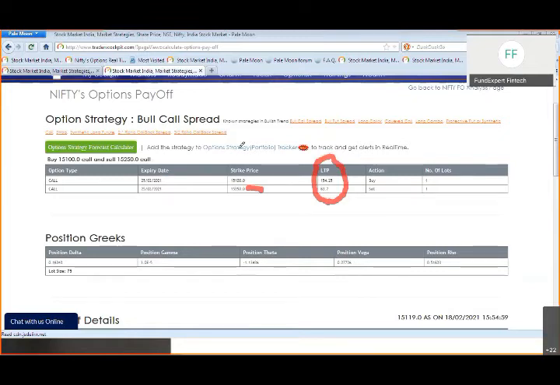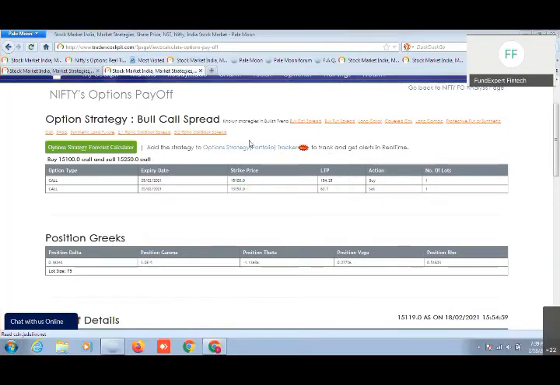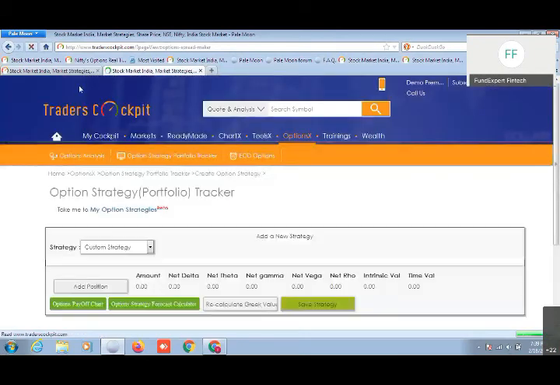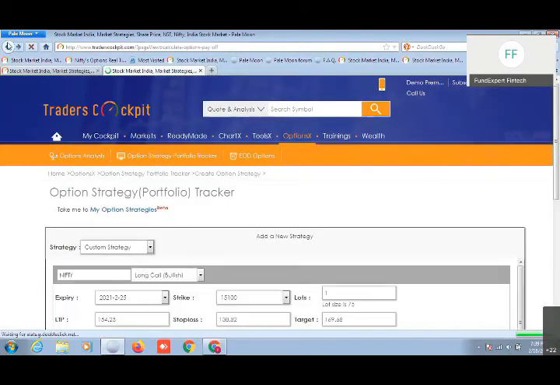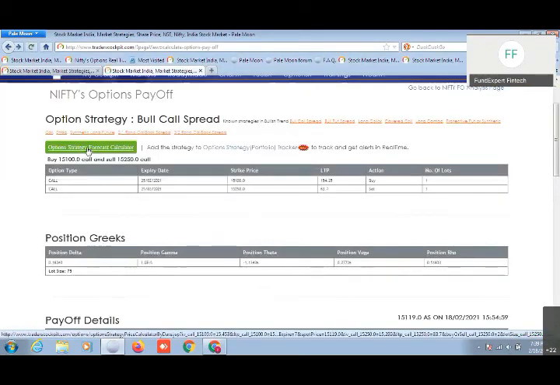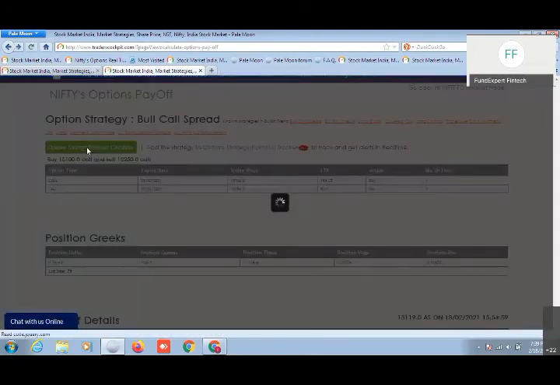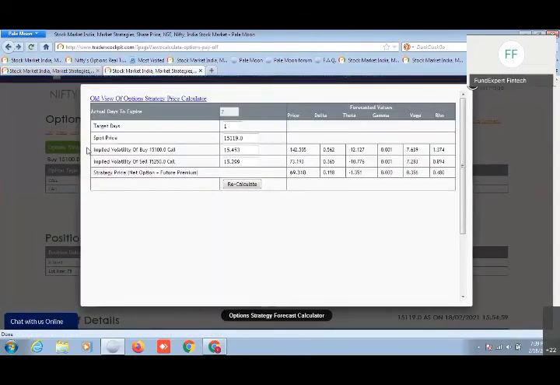Now, if we click on this forecast calculator button, the other one, this forecast calculator button, it will show you on the next page. Now here, this is the total amount which is in risk currently, 70 points. That is the total risk currently.